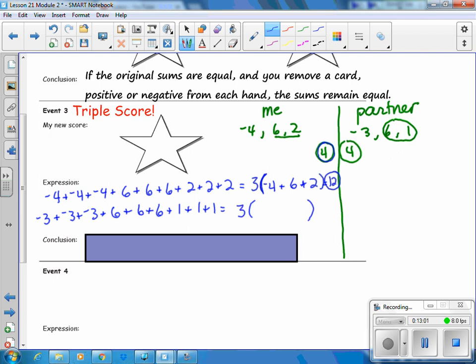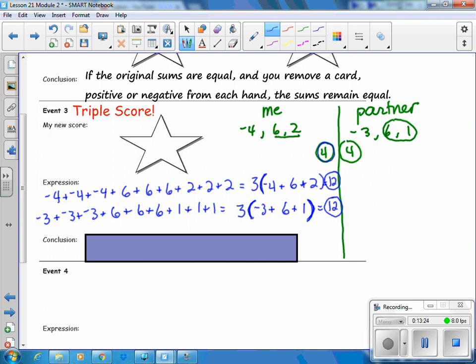by 3. So you're getting 3 cards that say -3, and 3 cards that say 6, and 3 cards that say 1. So when you multiply that whole quantity by 3, it will multiply or triple your score. So your original score was 4, and 3 times 4 is 12.